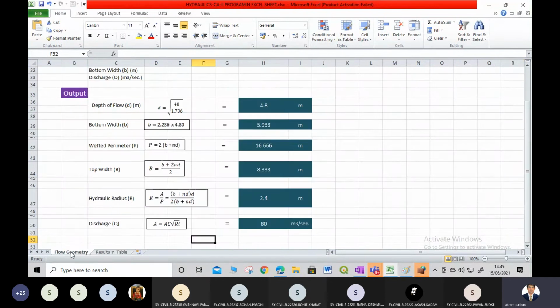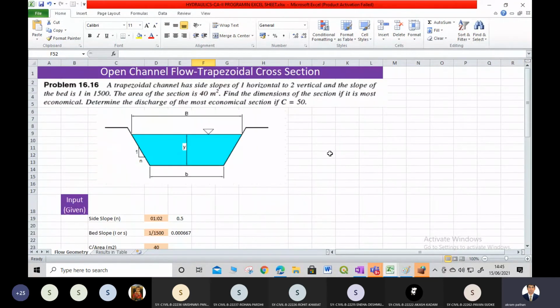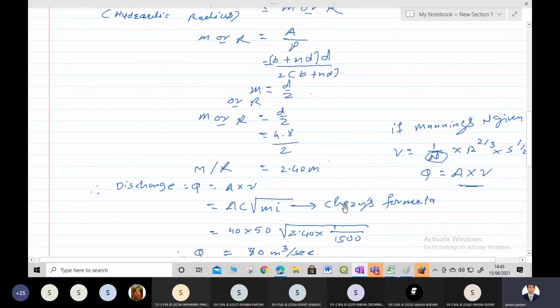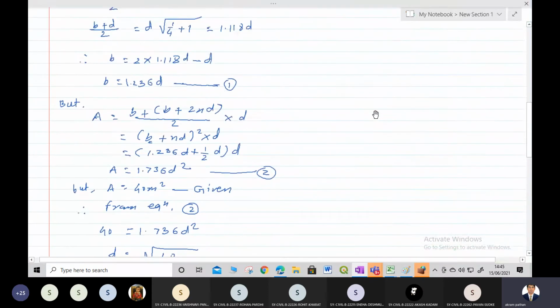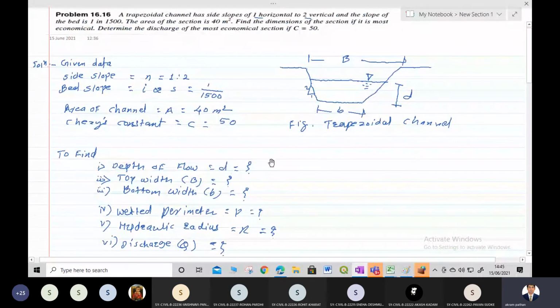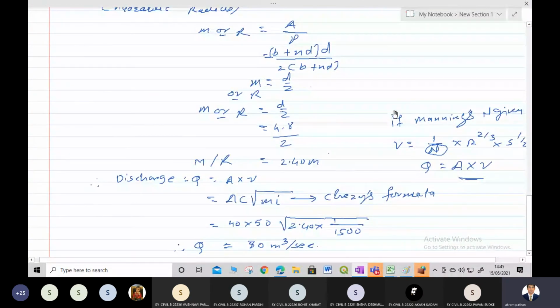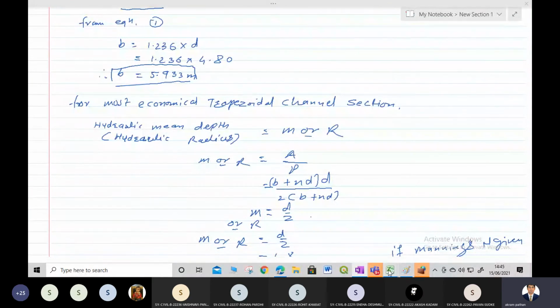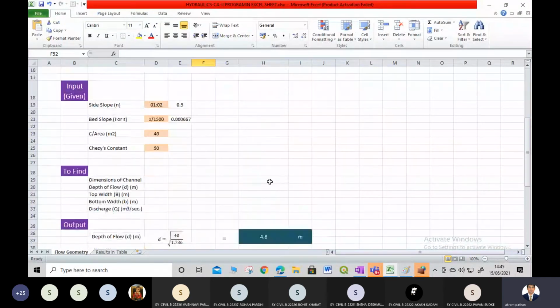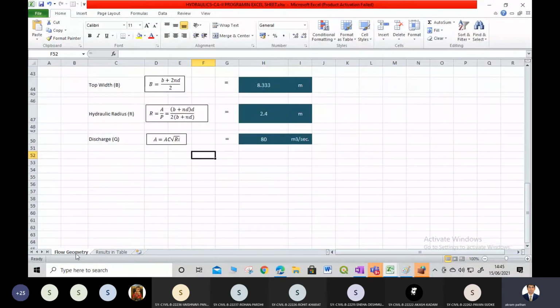So in this way you have to develop the Excel sheet, and with that handwritten problem, this is the handwritten problem. We have done this handwritten problem manually. Along with this problem, you have to generate such an Excel sheet.